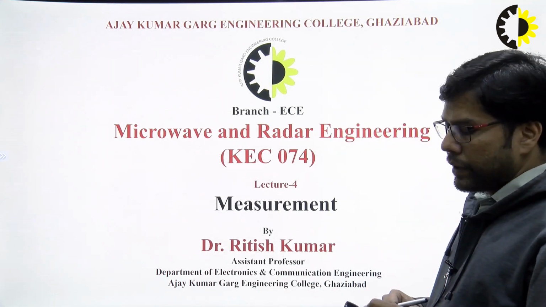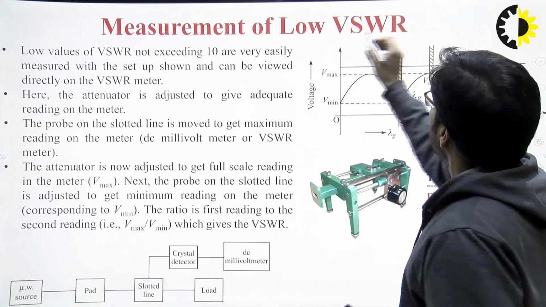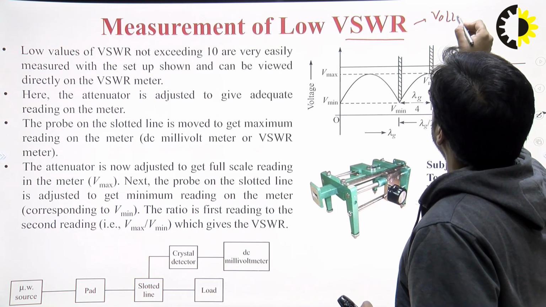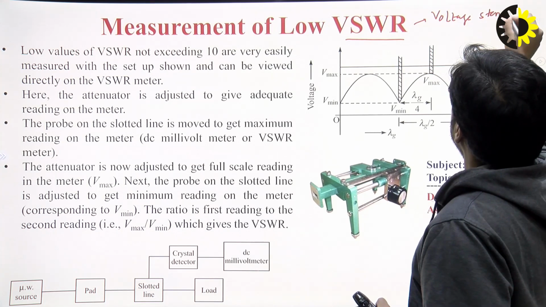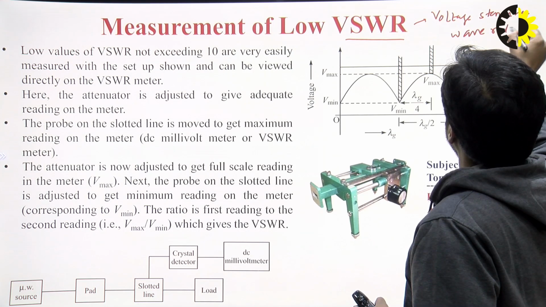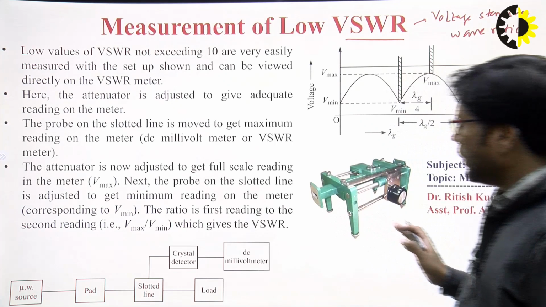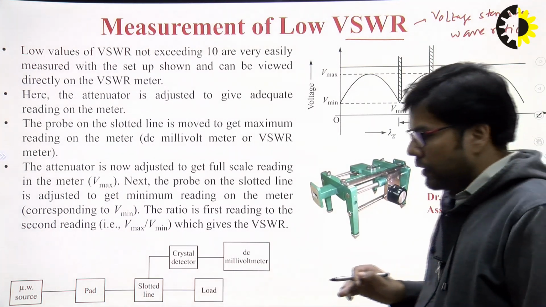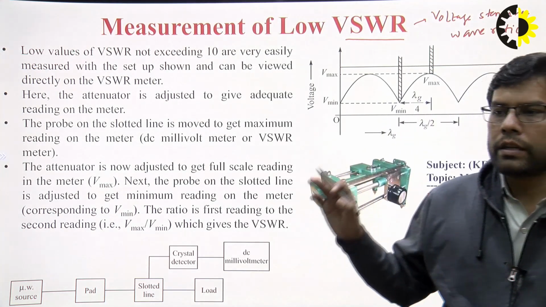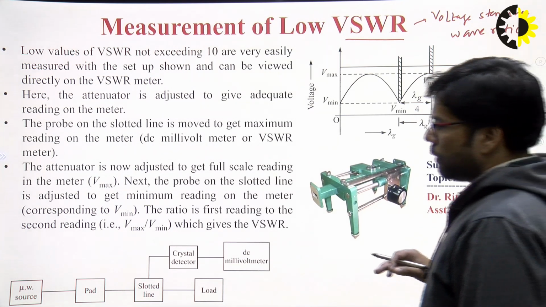So, let's begin the topic of VSWR, that is voltage standing wave ratio. As you can see, the VSWR has a high value and a low value. First we will study how to measure the low VSWR with the help of the slotted waveguide section.